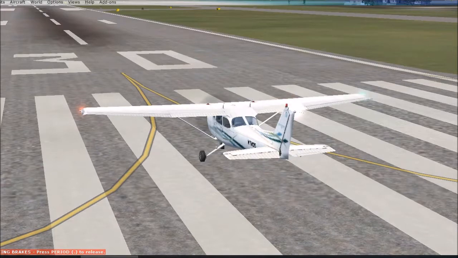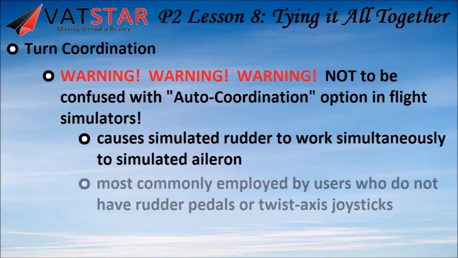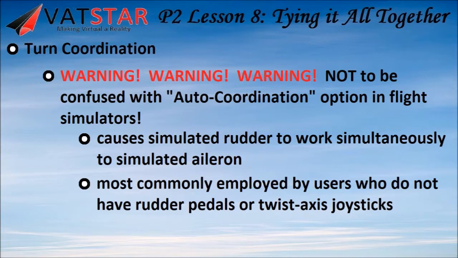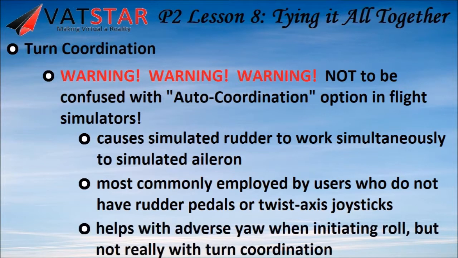I don't really know whether X-Plane has the same thing, but I assume it has something similar. If you don't have USB rudder pedals and you don't have a joystick that has a twist axis, this is a way around that. However, that name, auto coordination, is very misleading. It coordinates the movement of the control surfaces, but it does not necessarily result in a coordinated turn in the manner we just described. In all actuality, it really helps more with the adverse yaw situation at the beginning of the turn, but not really with the coordination through the turn. So keep that in mind during your flying, and in particular, keep it in mind when it comes time to take the P2 written exam.